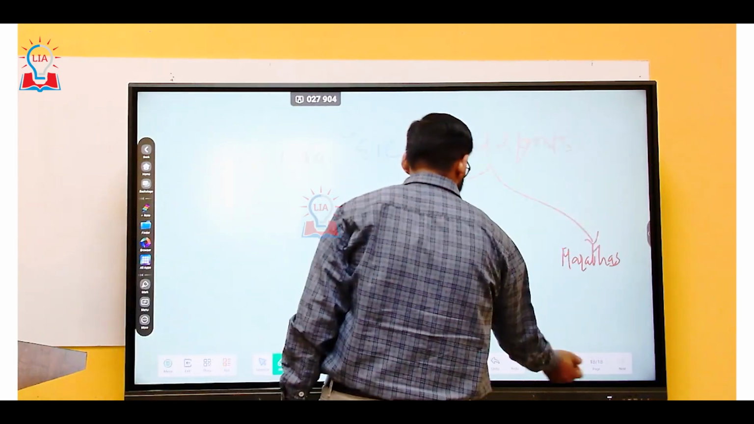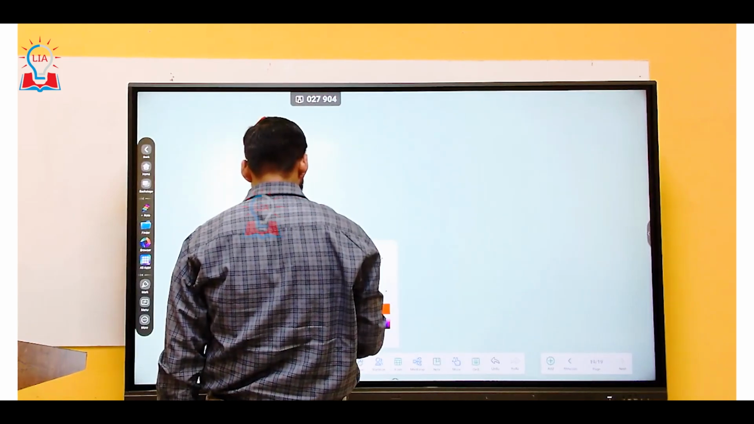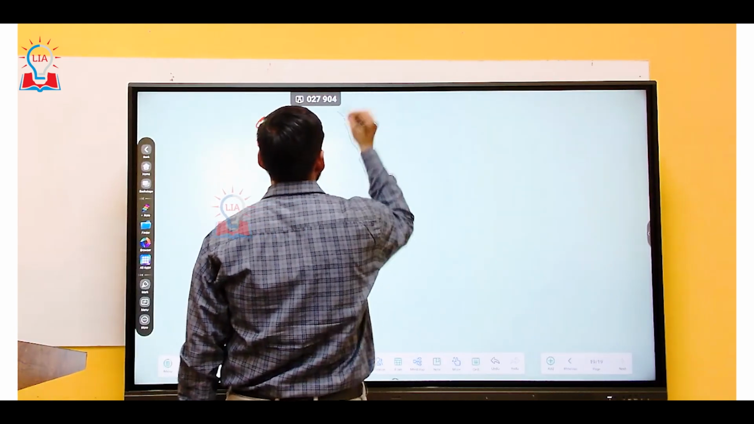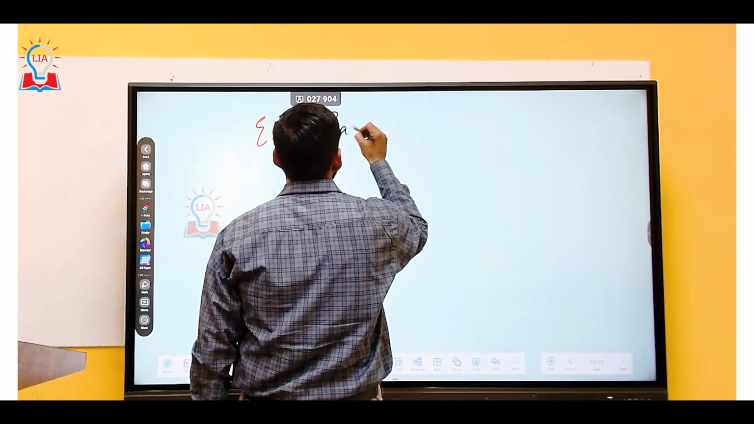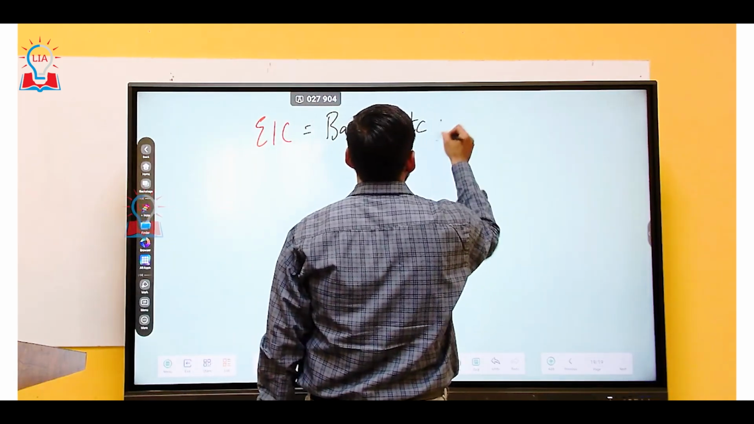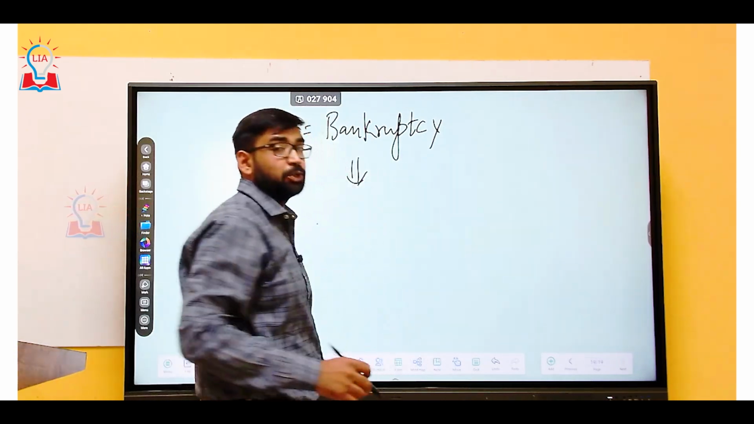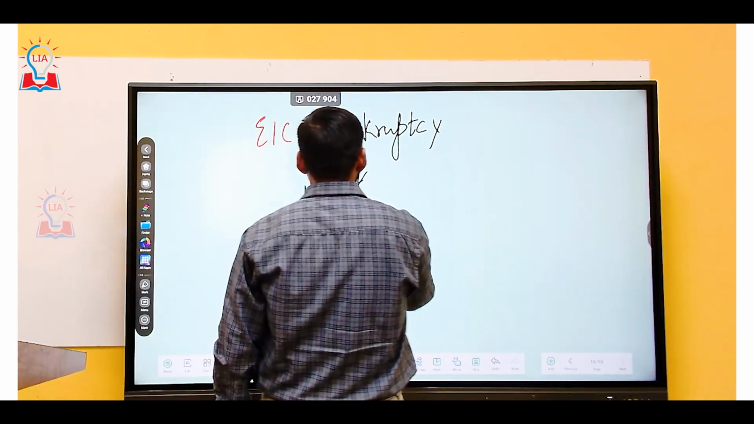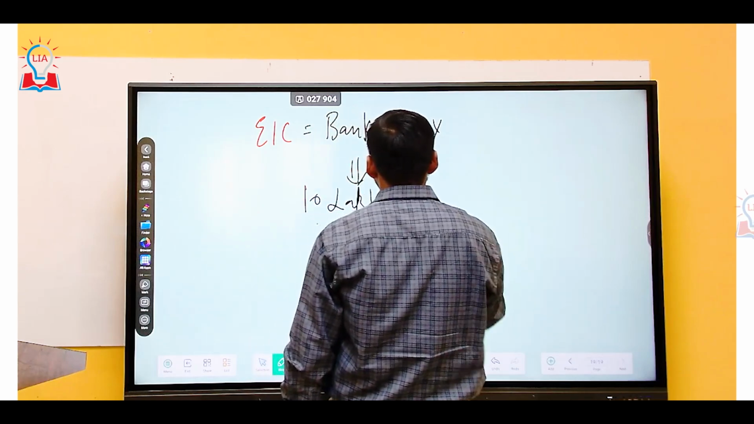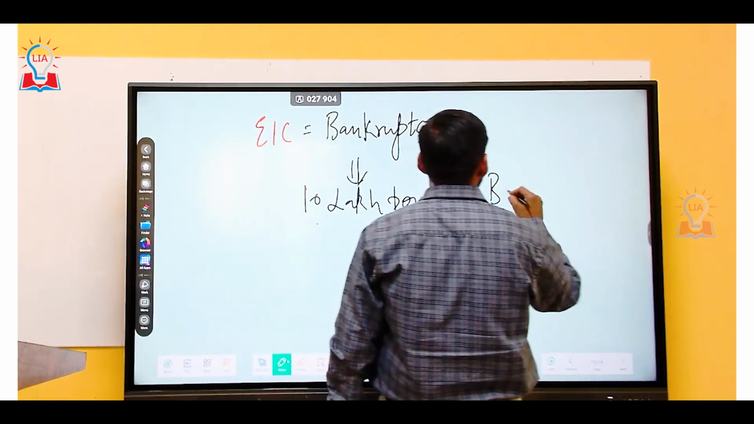Again East India Company was on the verge of bankruptcy. So again East India Company took a loan of 10 lakh pounds. From whom? From Bank of England.